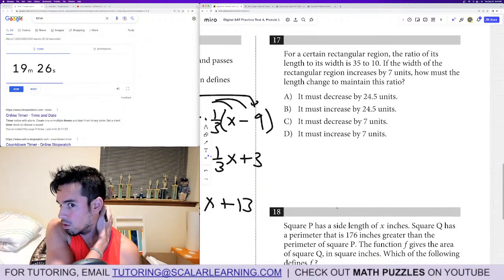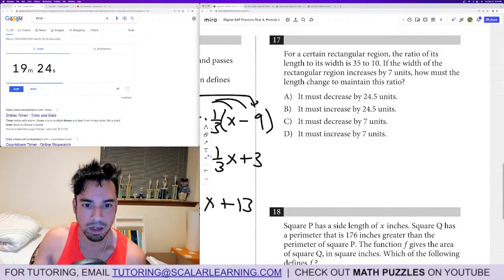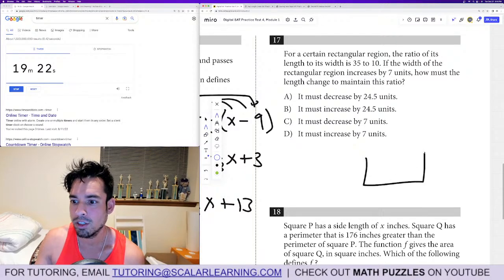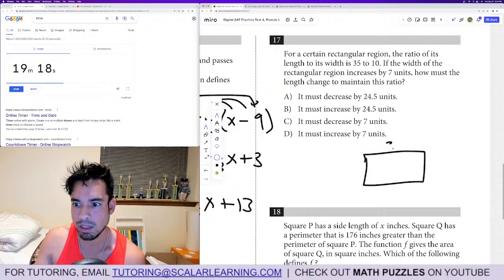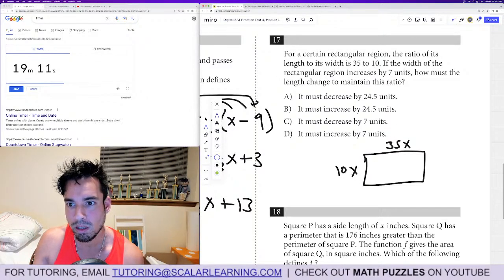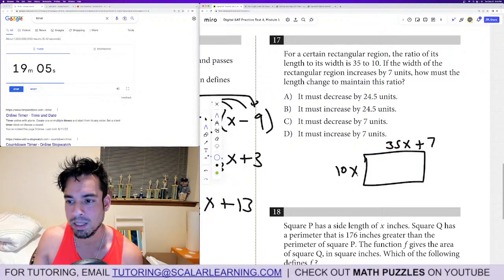For a certain rectangular region, here, let me draw out a rectangular region. The ratio of its length to width is 35 to 10. I like to put ratios in terms of variables, 35x to 10x. If the width of the rectangular region increases by 7 units, how must the length change to maintain this ratio?